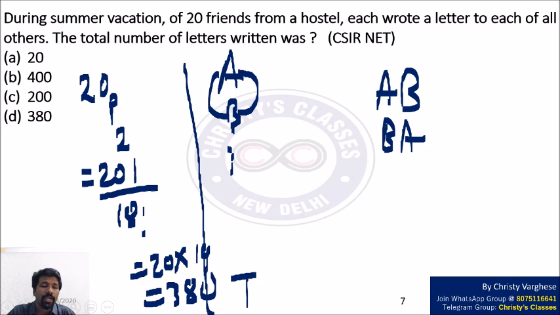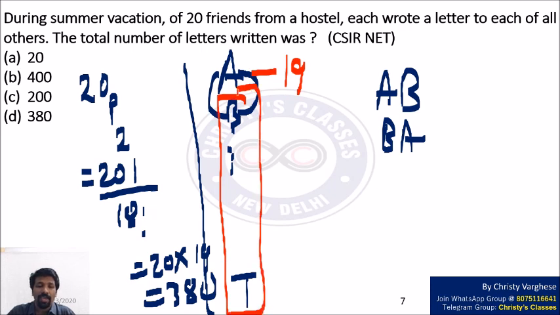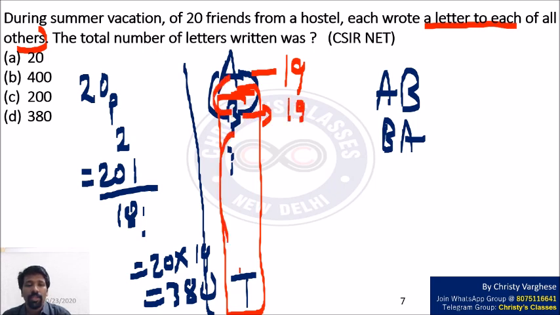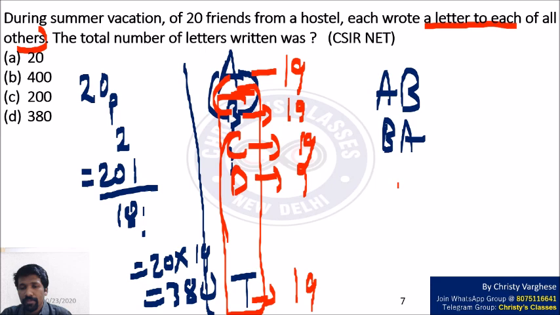A will send how many letters? A will send 19 letters, because there are only 19 people remaining. A will not send a letter to himself or herself. A will send to others only. Each wrote a letter to each of all others. B will send letters to 19 people, because B will send a letter to A also, and the remaining 18 people. 18 plus A, 19 people. C will send letters to 19 itself, D will send letters to 19 people itself, up to all the 20 people will send letters to all the 19 others.